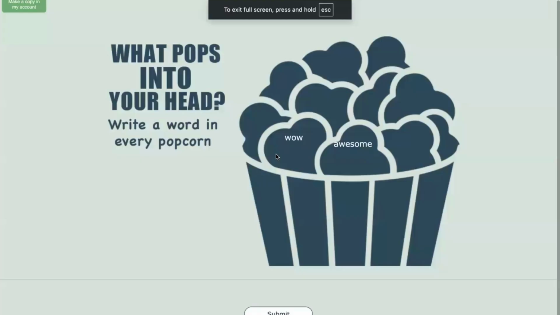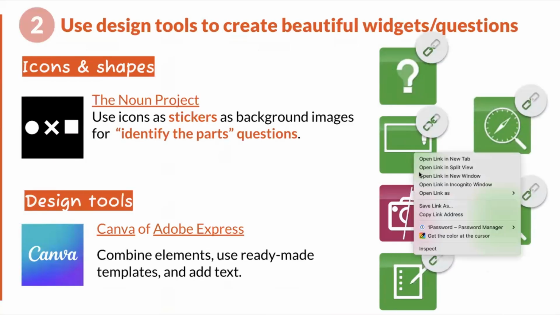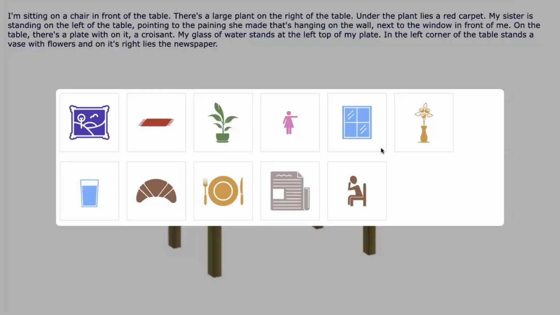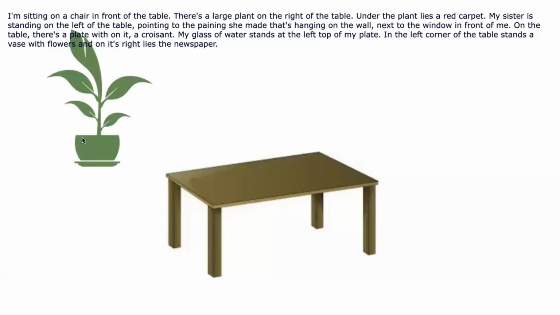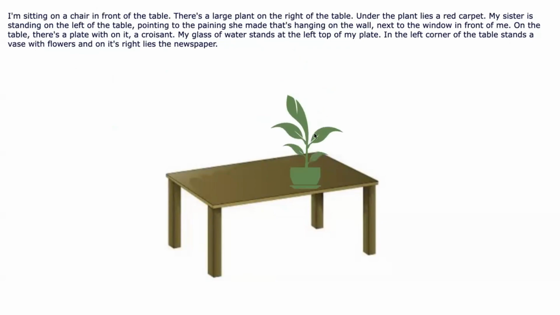So here's that popcorn again, background image created with Canva or Adobe Express. Here's a whiteboard. This one adds the image, we have a table. Students are to read the text and set the scene using the stickers. And here are the stickers, these icons that have been pulled from the Noun Project. Again, they can move them around. They can make them a little bigger or smaller. Okay.